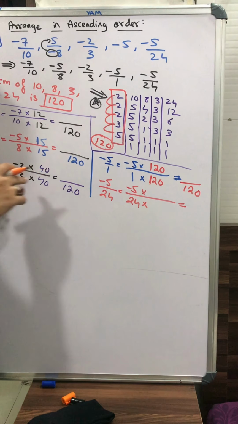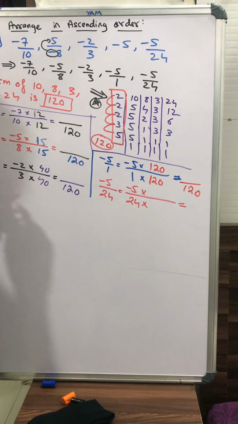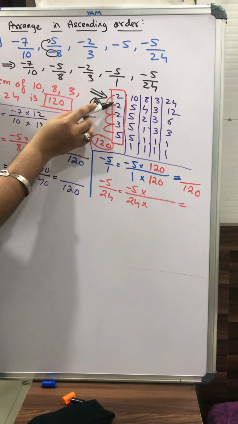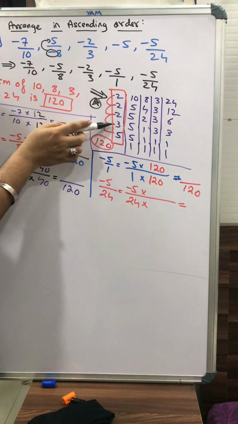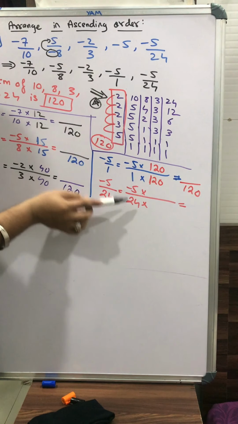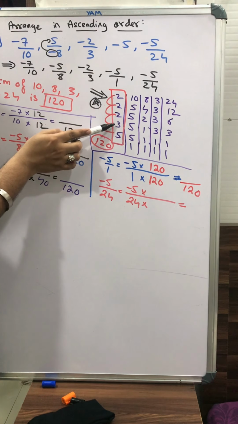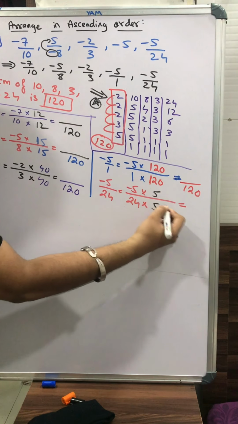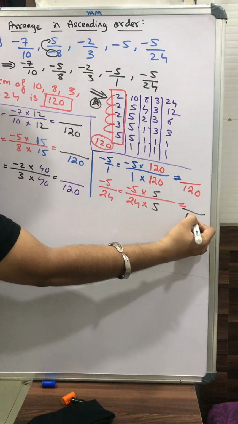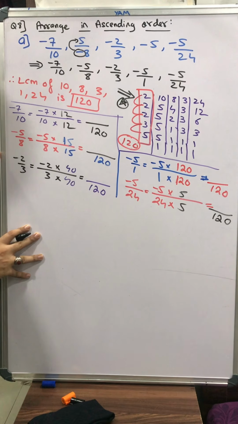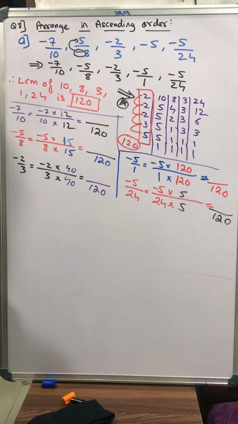Okay, next, the last one. Please pay attention very carefully over here. I have 24 here. How do I get 24? See here, 2 2s are 4, 4 2s are 8, 8 3s are 24. So I consider the 2, 2, 2 and 3. That 24 is already present here. Only 5 is remaining. So I'll write 5 here and 5 here. And of course, the denominator will become 120. 24 5s is 120. Now it's time to write the numerators.